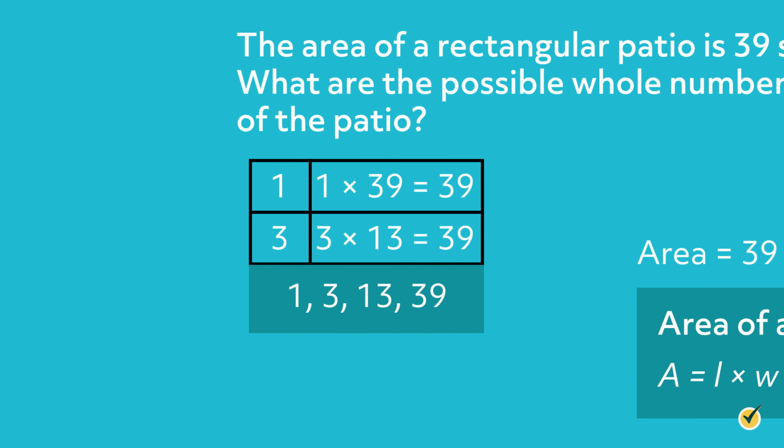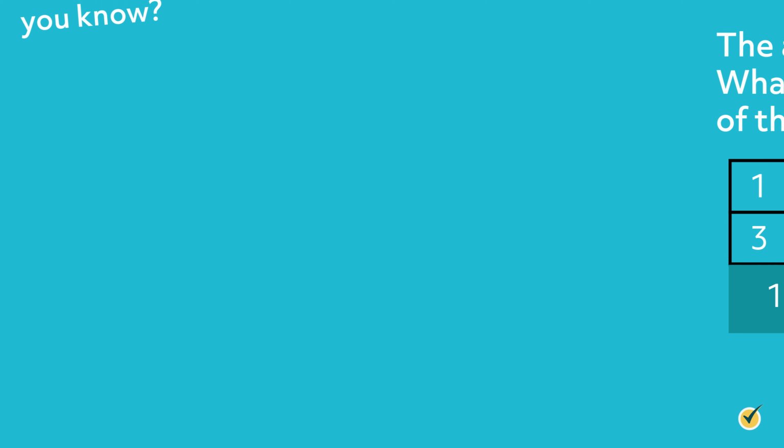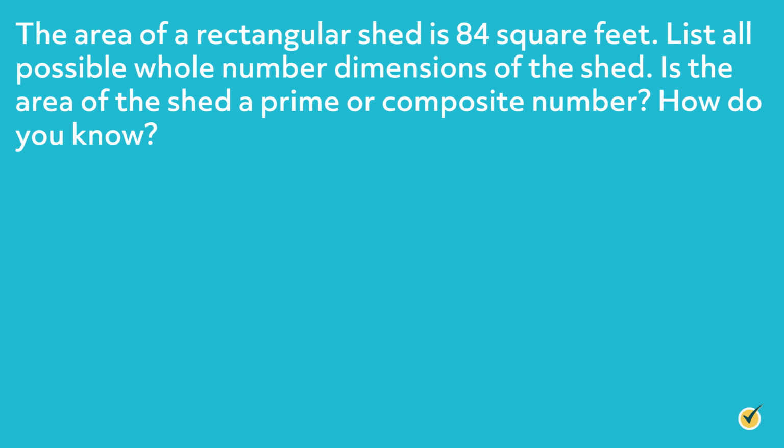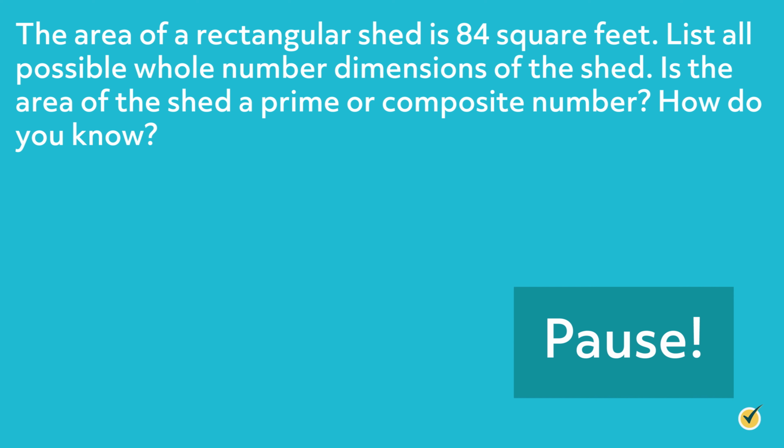I have one more problem for you to try. This one's a little more difficult, but I know you can handle it. Take a look at the problem, pause the video, and try it yourself. When you're done, resume the video and we'll go over everything together. The area of a rectangular shed is 84 square feet. List all the possible whole number dimensions of the shed. Is the area of the shed prime or composite? And how do you know? Pause the video here and see if you can answer these questions yourself.